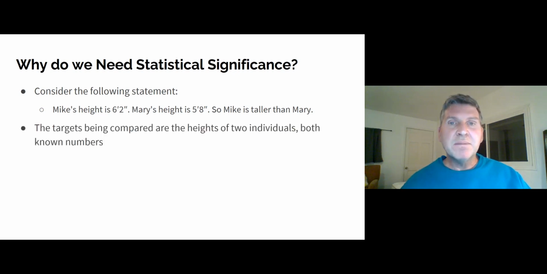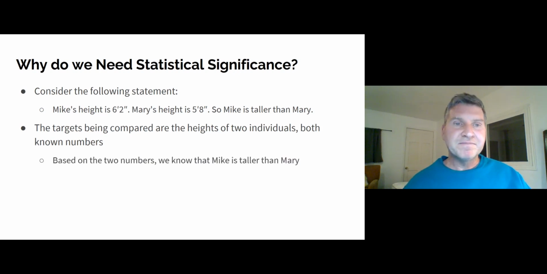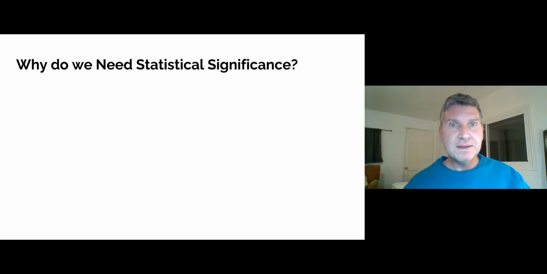Well, the targets being compared are the heights of two individuals, and these are both known numbers. We can measure them. Another person could come 10 days later and measure them. Their heights are not going to change much. And it's easy for an independent evaluator to come and do this assessment and always come up with the same conclusion. Based on these two numbers, we know that Mike is taller than Mary. So why do we even bother to need statistical significance?